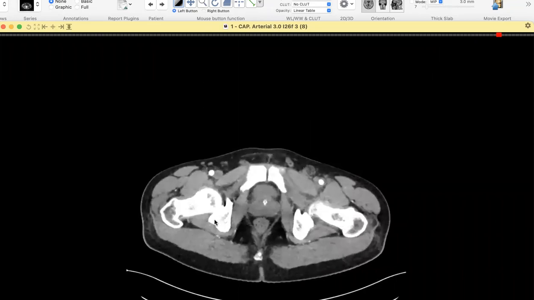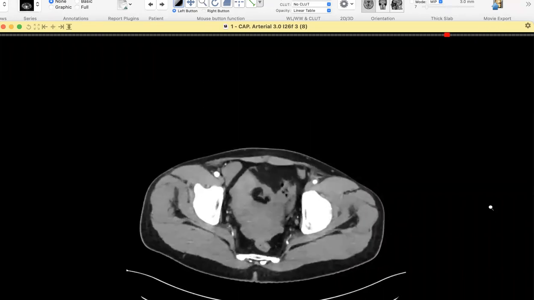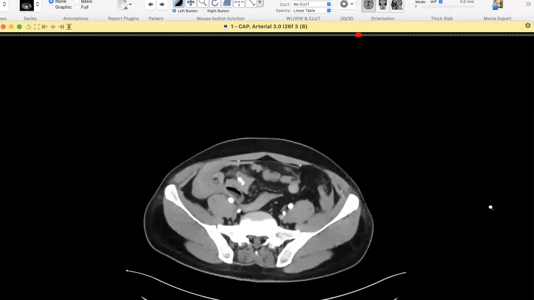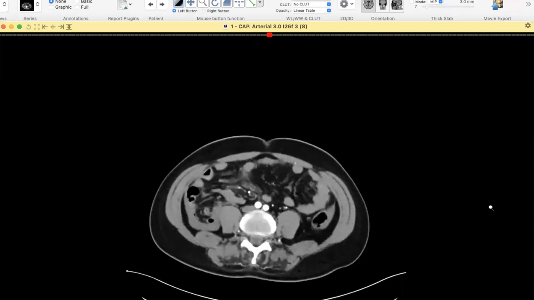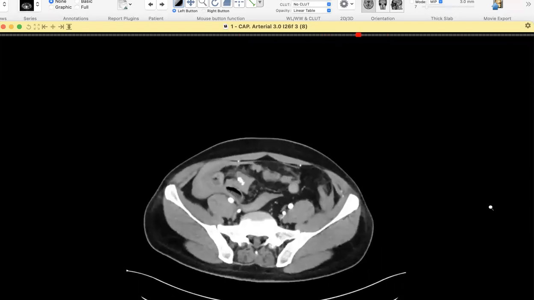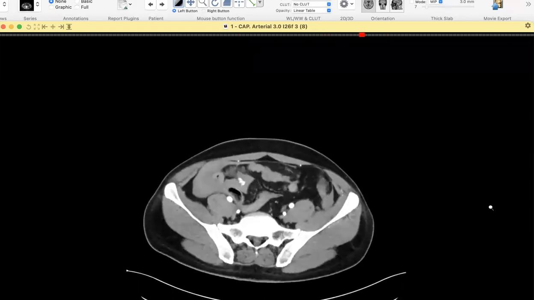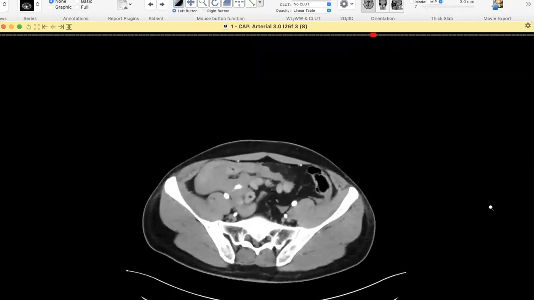I think I'll just scroll because the time is already out. We'll just get to the diagnosis first. I actually saw some contrast extravasating from the right side. Yeah, this side.